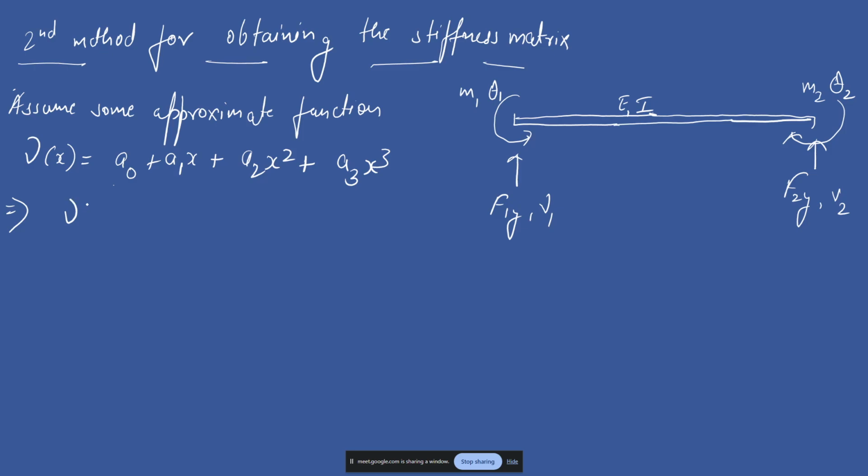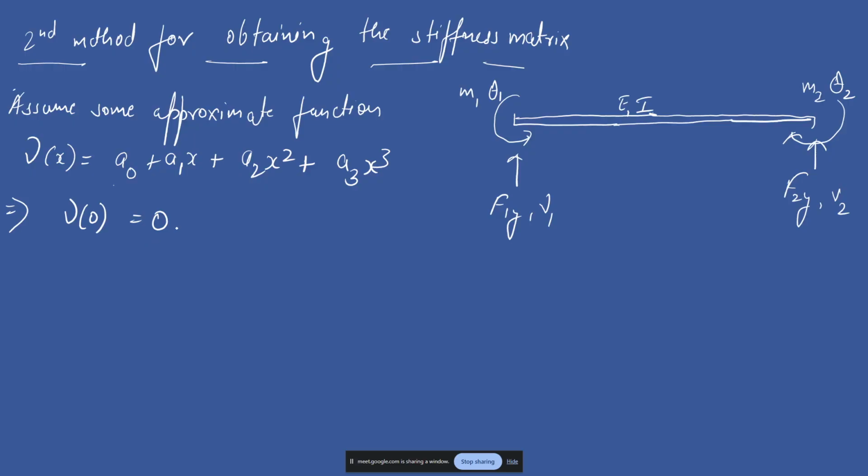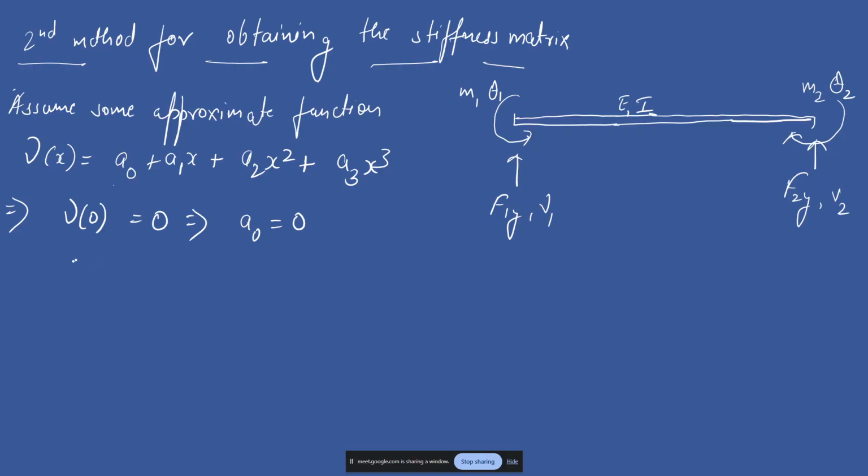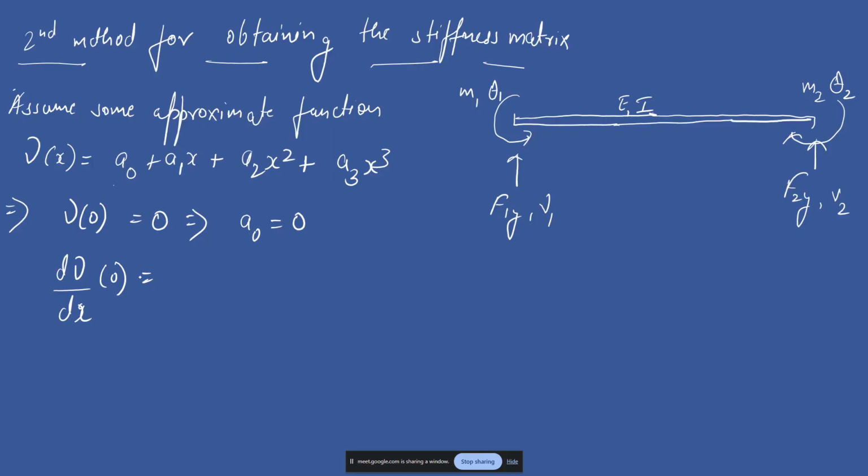You know your displacement at the left hand side is 0, so mu 0 is 0. So correspondingly, with the help of this you will get a0 as 0. Then you have d mu by dx at 0. For fixed end conditions this is also 0. Now, this will have some rotation theta.